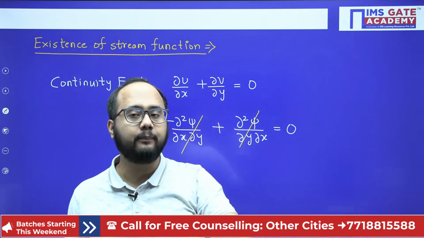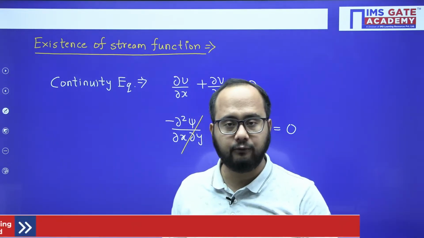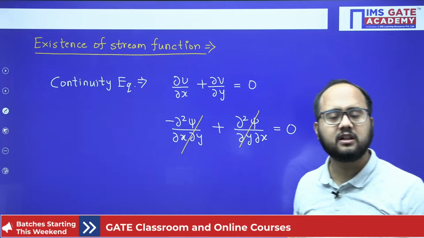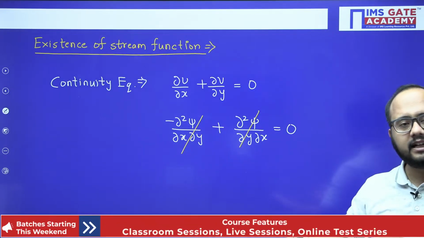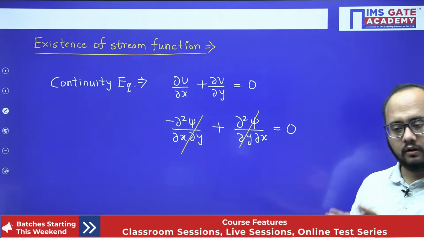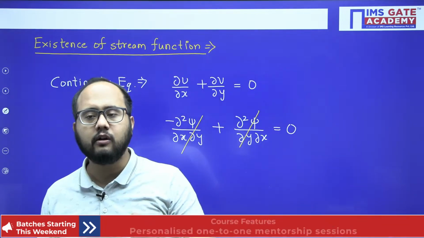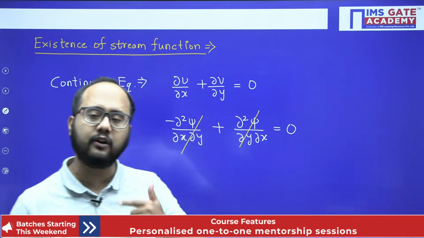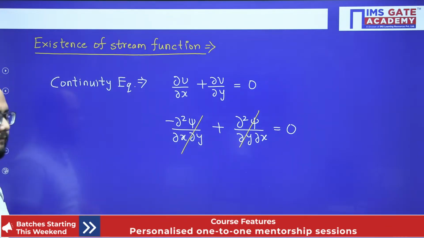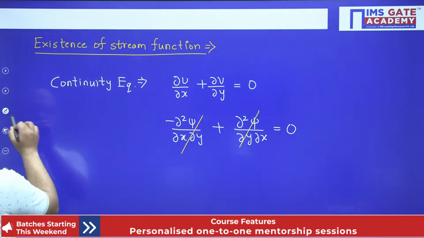In the case of VPF, we need to check the existence, but when we are checking the existence of stream function, by default it is satisfying the continuity equation. So from here we'll understand, whenever stream function is there, it is already satisfying the continuity equation. By default it is satisfying the continuity equation. So we should write it here itself, a very important point.